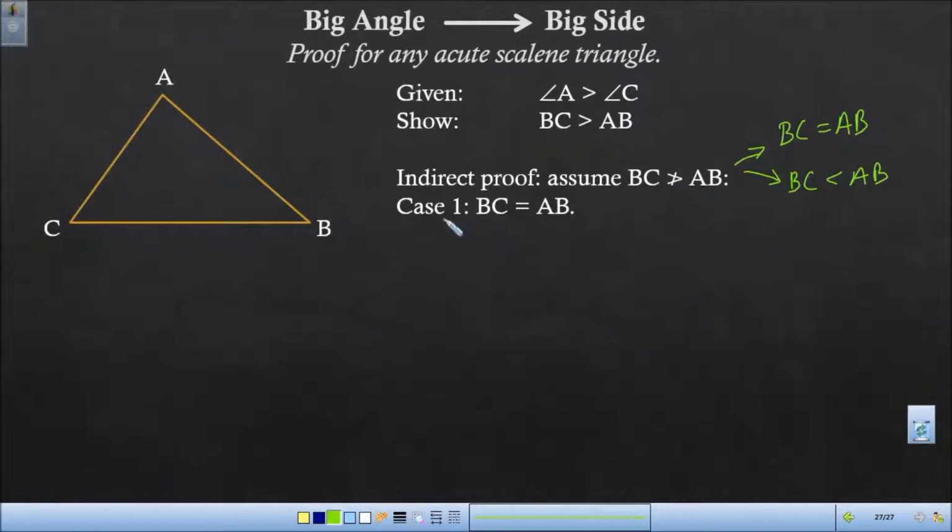So, case 1: BC is equal to AB. If I assume that this is equal to this, what does that mean? It means that this angle and this angle are congruent by the isosceles triangle theorem. So we would say immediately angle A is equal to angle C by the isosceles triangle theorem because of our assumption. But we know that it's not. So since angle A is known to be greater than angle C, this is a contradiction.